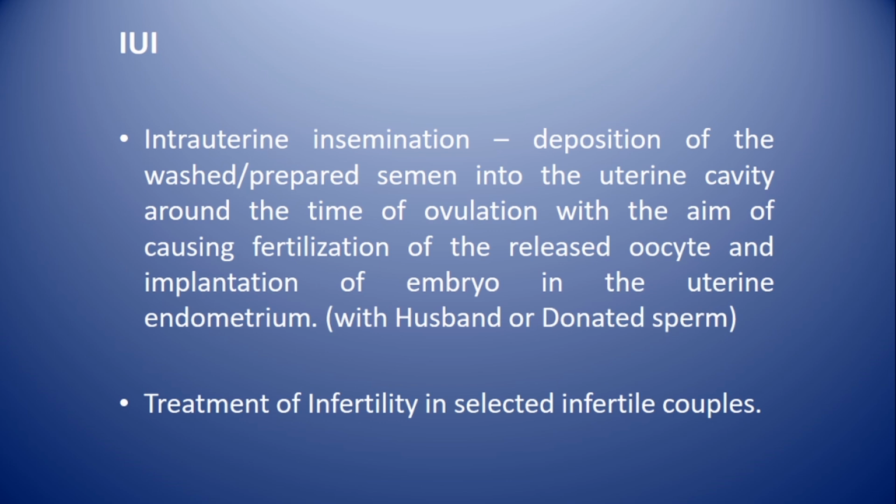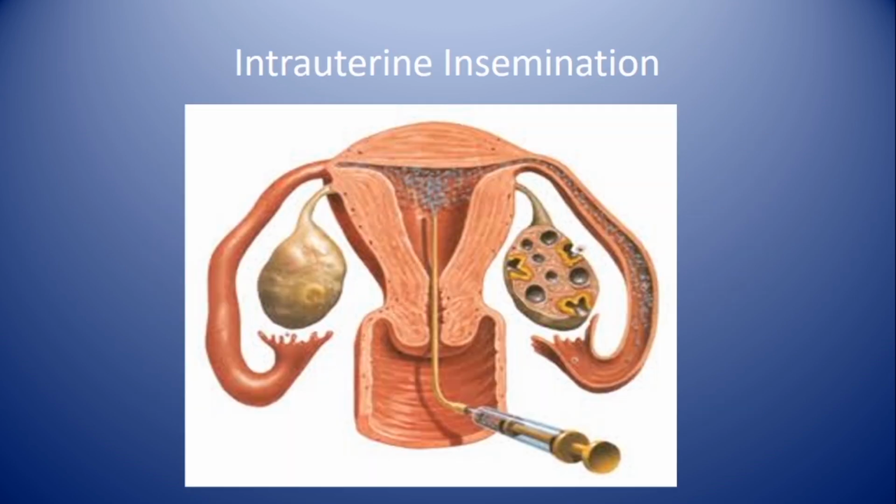Now, a brief comment on IUI, intrauterine insemination. The aim of intrauterine insemination is to deposit prepared semen into the uterine cavity around the time of ovulation with the aim of causing fertilization of the released oocyte and implantation of the embryo in the uterine endometrium. It can be done with husband's sperm or with donated sperm if the man has azoospermia. Treatment of infertility in selected couples has been achieved with IUI.